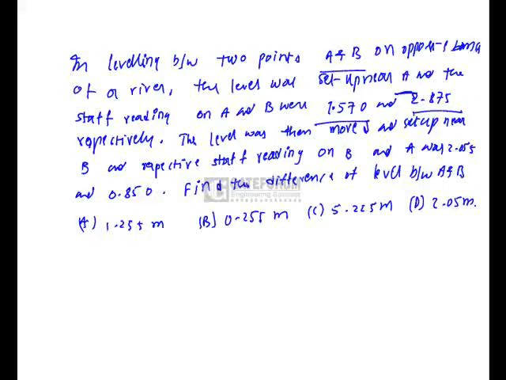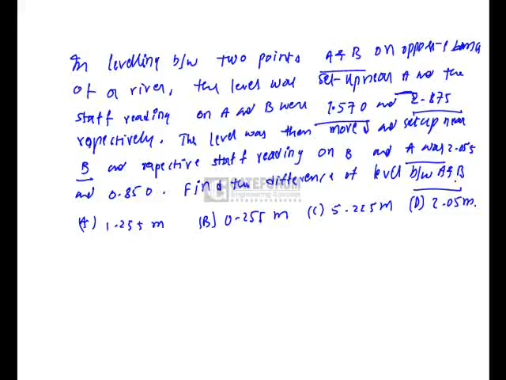The level was then moved and set up near B, and the respective staff readings on B and A were taken, and they are 2.055 and 0.850. We have to find out the difference of level between A and B.